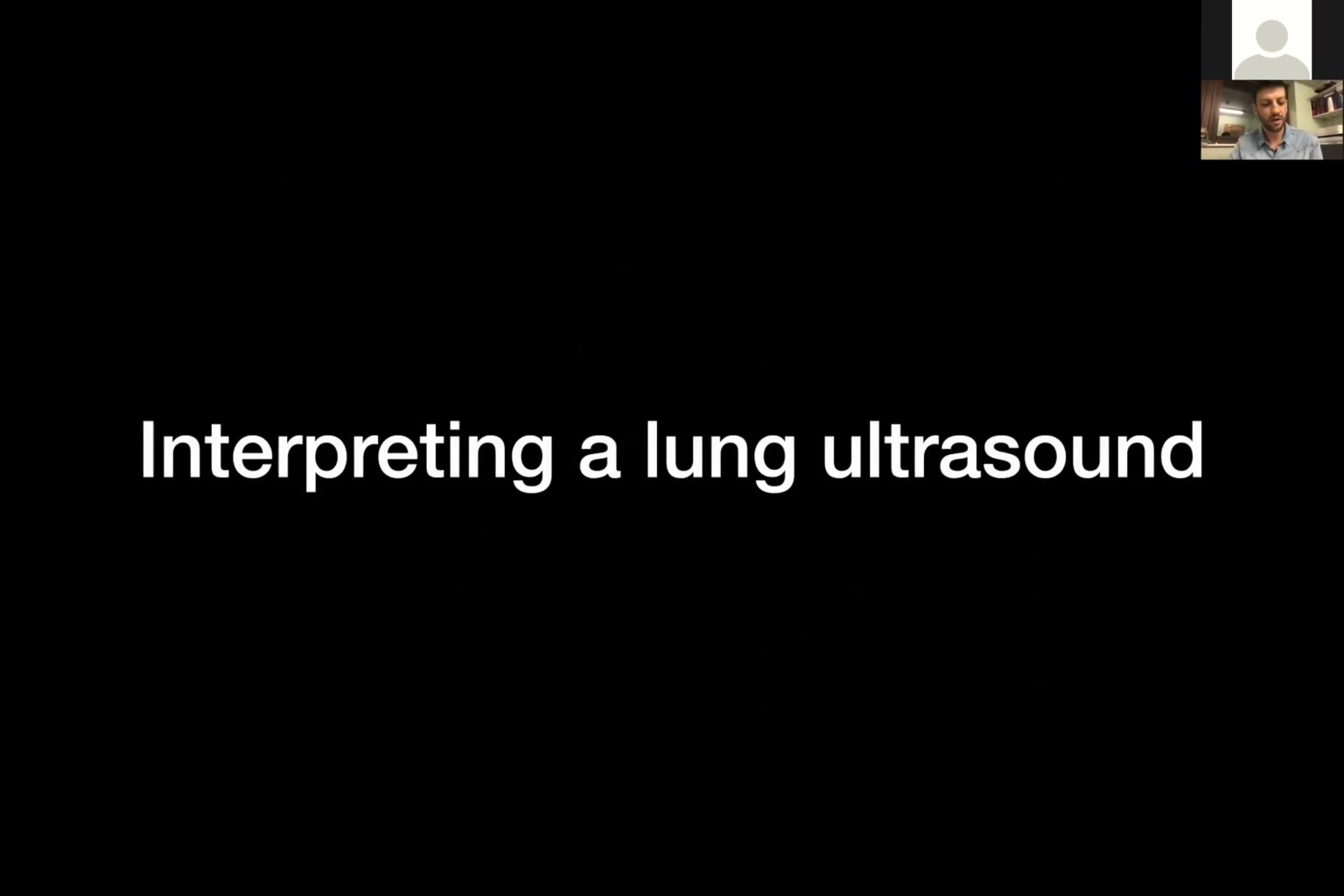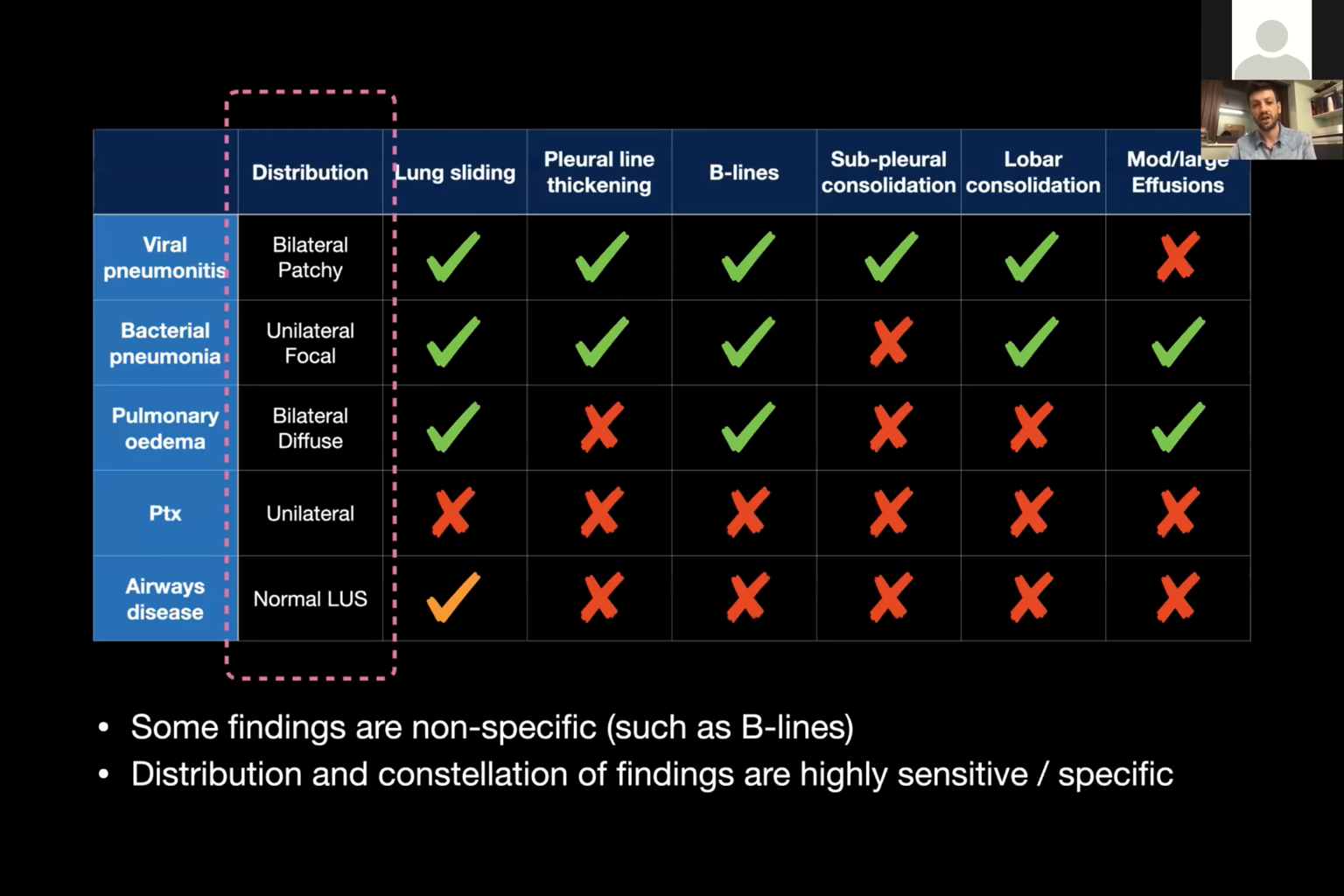So thinking about how we're going to interpret our lung ultrasound images, we're going to take some images anteriorly, laterally, posteriorly. But we've already mentioned that a lot of these changes are non-specific, and you can get them in multiple pathologies. So here I've categorized what you are going to see and what you're not going to see in each of our commonly seen respiratory diseases, and what you can see from this is that there's lots of overlap, but the key is in the distribution of these changes.